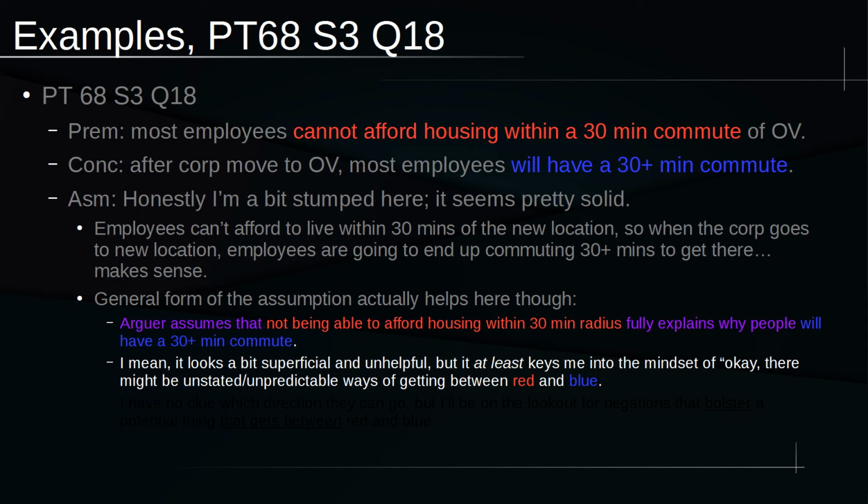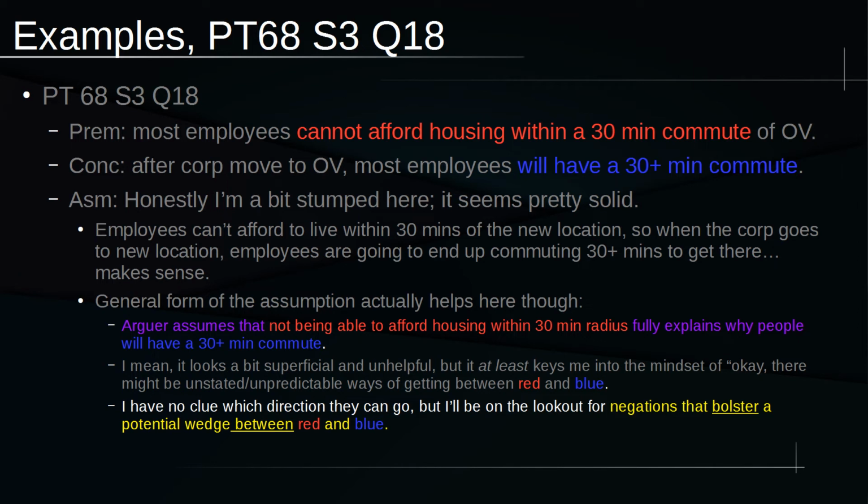But when I put it in the context of the general form of the assumption, and I force myself to see that the way this is structured is they're thinking that not being able to afford that housing within that distance is just the full explanation. There's no other reason why people are going to have a 30-minute commute or 30 or more minute commute. That there's nothing else they can get in between there. And that at least puts me personally in a mindset where I'm beginning to be primed for finding that wedge, or at least recognizing it when a response or an answer choice presents it to us.